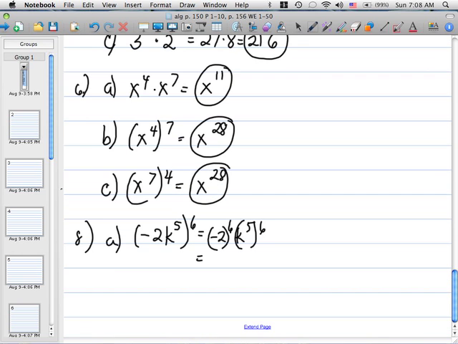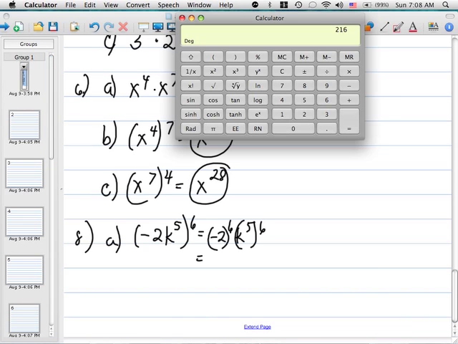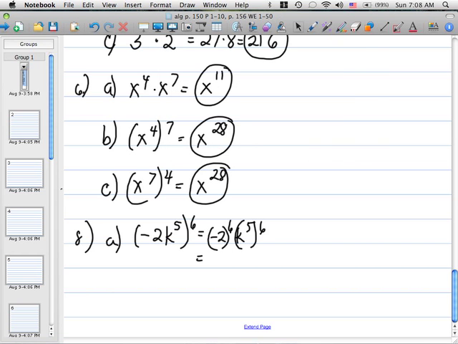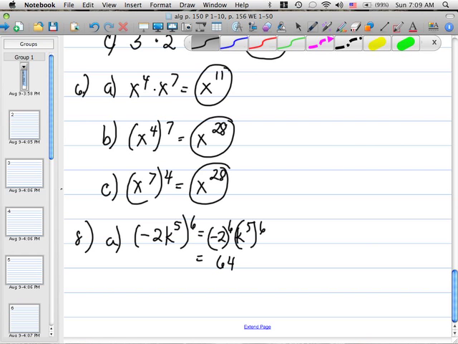Well, maybe we haven't. Okay, let's go. Get the calculator. 2 to the 6th power is 64. And it's a negative 6 times, so it's going to be positive 64. Multiply your exponents, k to the 30th, since you're taking a power of a power.